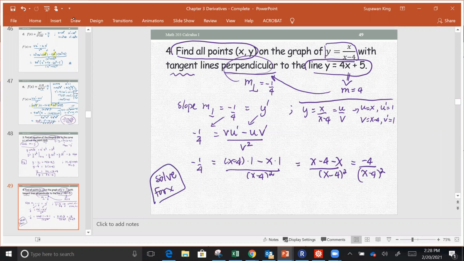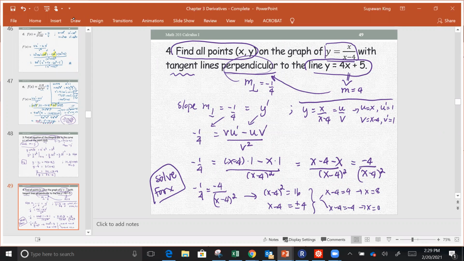Solve for x from negative 1 over 4 equals negative 4 divided by the quantity x minus 4 squared. We write it as x minus 4 squared equals 16. That means x minus 4 equals plus or minus the square root of 16, which is 4. We get two values of x. x minus 4 equals 4, or x equals 8, and x minus 4 equals negative 4, or x equals 0.